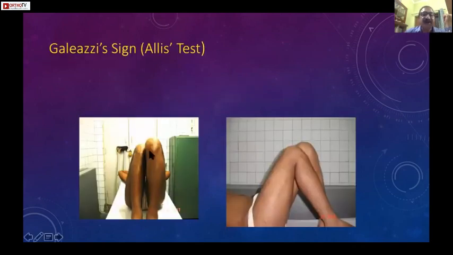Now this sign will tell you grossly whether there's a shortening of the limb or not. The patient lies supine, the hip is flexed to 60 degrees and the knee to 90 degrees, and look for the level of the two knee joints. If there is shortening, the affected knee joint will be at a proximal level in a case of femoral shortening.